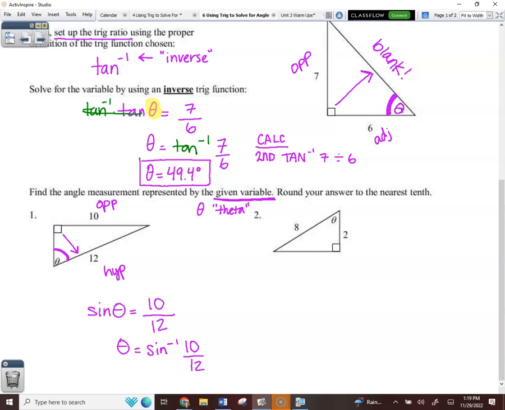Now you go to your calculator. Second sine, 10 divided by 12. Go to the nearest tenth. What did you get? 56.4 degrees, right?